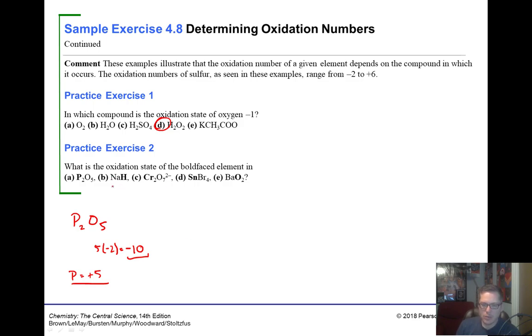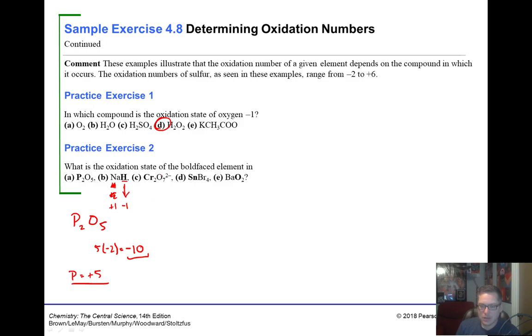Sodium hydride, we already talked about this one earlier, but we can go ahead and do the work here. We know that each sodium is going to be +1. And so therefore the hydrogen has to be the hydride, and so it would be -1. So the hydrogen is -1.